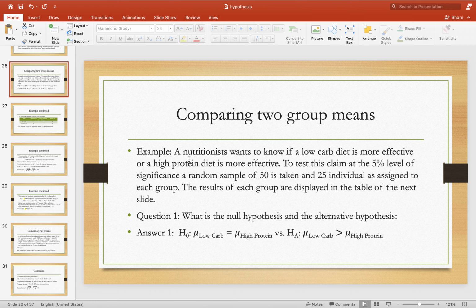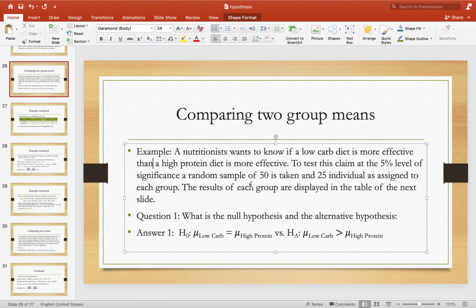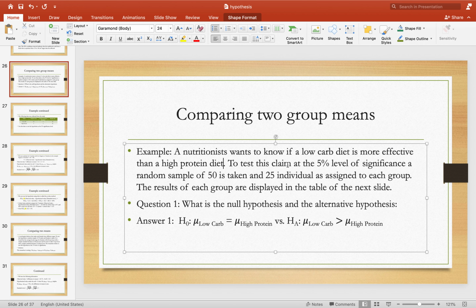Let's just consider this example in which a nutritionist wants to know if a low-carb diet is more effective than a high-protein diet, okay? I'm sorry, it should be "than a high-protein diet." Okay, so let's just edit that. So to test this claim, we need to be given a significance level, that's 5%, and a random sample of 50 is taken. Okay, 25 individuals are randomly assigned to each group. The results of each group are displayed in the table of the next slide.